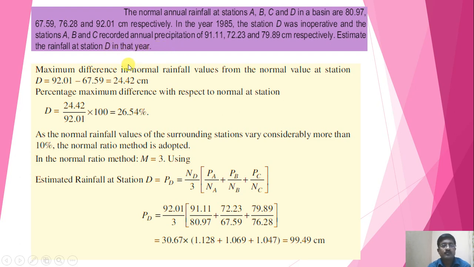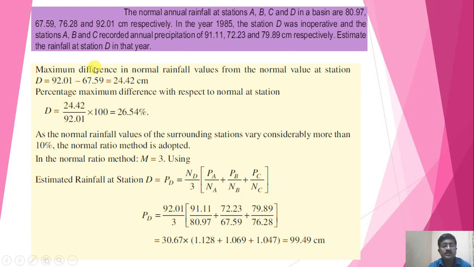Okay, so we have to keep a keen observation on the normal annual rainfall at all four stations. The four values are given respectively. But what happened in the year 1985? Station D was inoperative, and A, B and C recorded these three values. So what is our target? To estimate the rainfall in 1985 at station D.